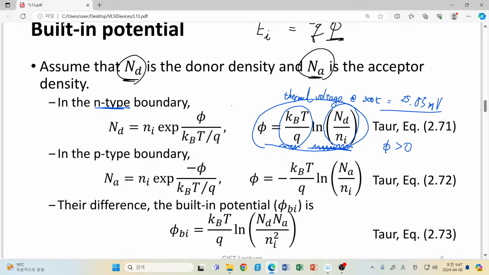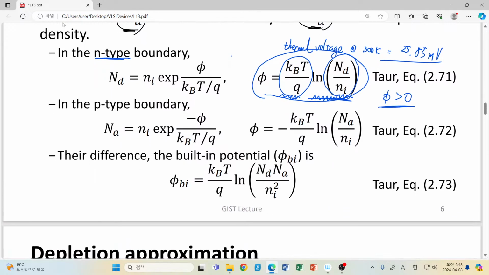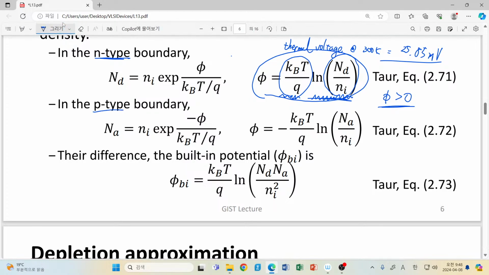Simply speaking, since it is n-type region, you have more electrons than holes, so you have a positive sign for your potential. Following the same procedure, in the case of a p-type region, you can find that your phi is given in this form depending on the doping density, and also it has a negative sign.